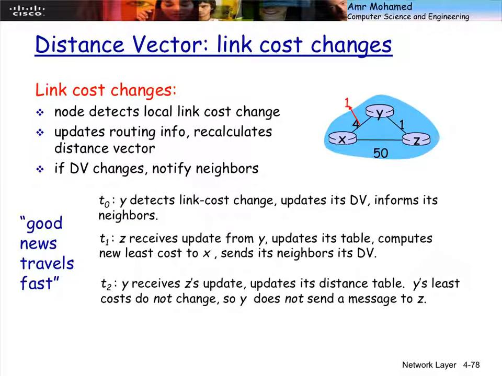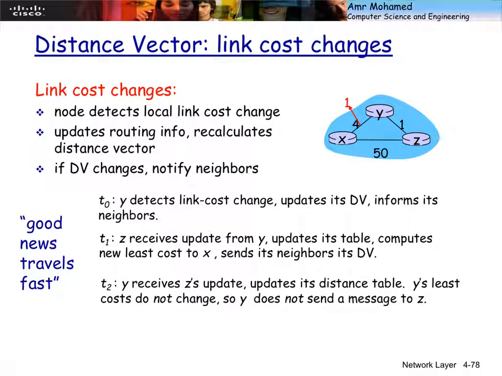Okay, so this is the summary of this. Good news travels fast, which means that if the link cost improves, the convergence will happen very fast. If the link cost worsens, we will see the effect of this. It's very interesting, because this bad news will travel in the network in a very slow way. We'll see how this happens.